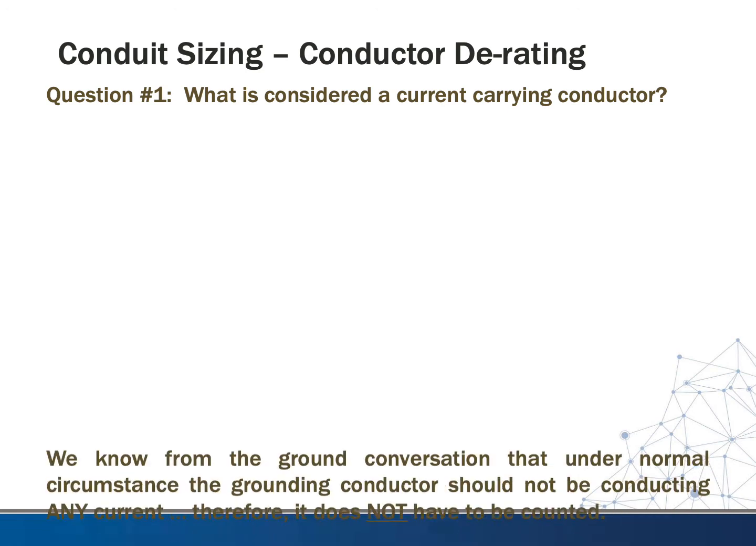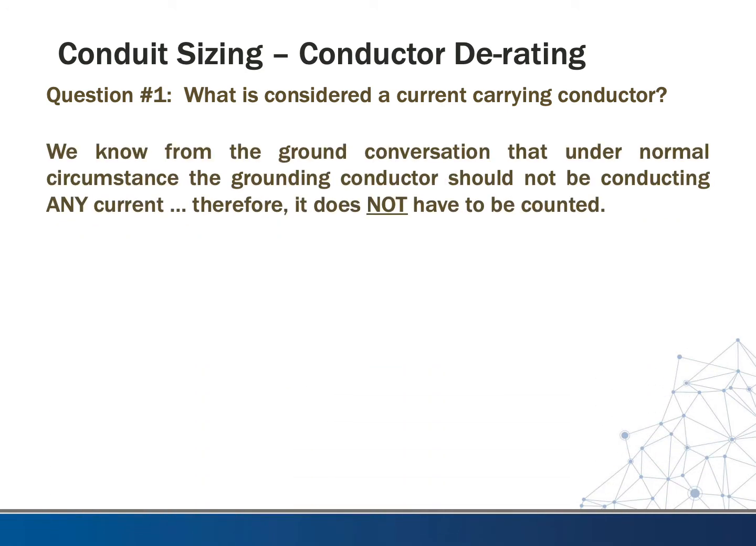So taking question 1, again, we know from the grounding conversation, from the grounding video a couple of videos back or so, that under normal circumstances, the grounding conductor should not be conducting any current. Therefore, it does not have to be counted. All right, so of our 5, the ground is not counted. We don't consider that a current carrying conductor. So we go from 5 to 4, but that 4 still puts us in the 80% column in that previous table.